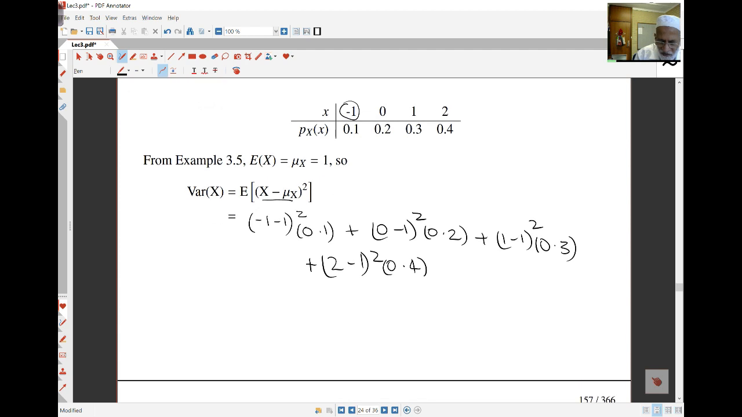So if I do the calculations here, negative 1 minus 1 is negative 2, squared is 4, this gives me 0.4. This is negative 1 squared, that gives me 1, 1 times 0.2 gives me 0.2. That's 0. And 2 minus 1 is 1, and 1 squared gives me 1 times 0.4 is 0.4. This adds up to be 1. And that's how simple it is to work out a variance.